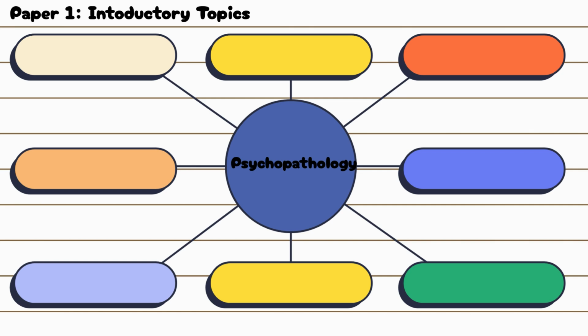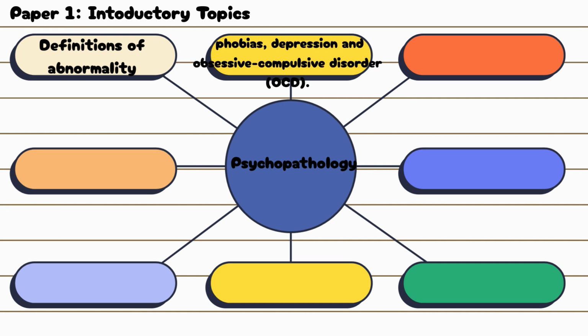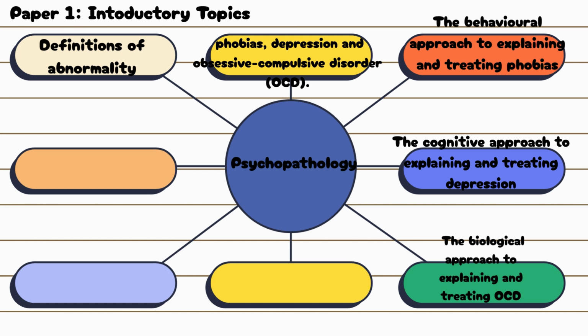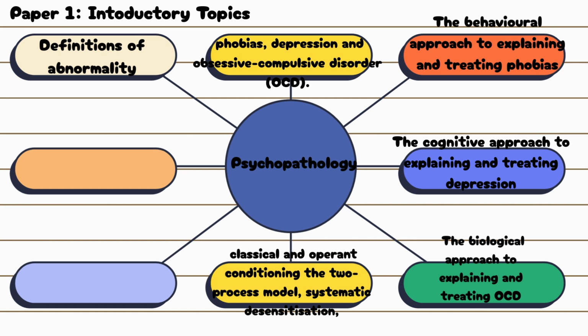Topic 4 is psychopathology. You need to know the definitions of abnormality, including deviation from social norms, failure to function adequately, statistical infrequency, and deviation from ideal mental health; the behavioral, emotional, and cognitive characteristics of phobias, depression, and obsessive-compulsive disorder, OCD; the behavioral approach to explaining and treating phobias: the two-process model, including both classical and operant conditioning; systematic desensitization, including relaxation and use of hierarchy; flooding.